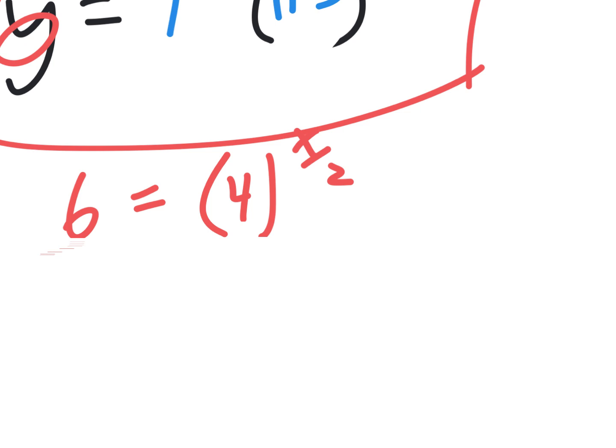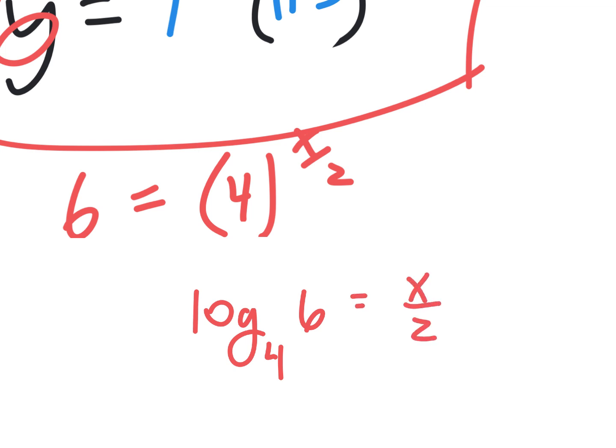Write your answer within 30 seconds, and then please compare with the person next to you. Read each one. Log base 4 of 6 equals x over 2. Times by 2 on both sides. You get a 2 here and a 2 here, and that cancels. And 2 log base 4 of 6. Raise your hand if you had that one right.